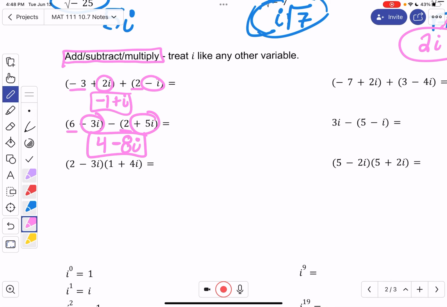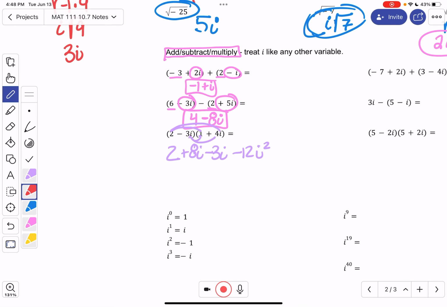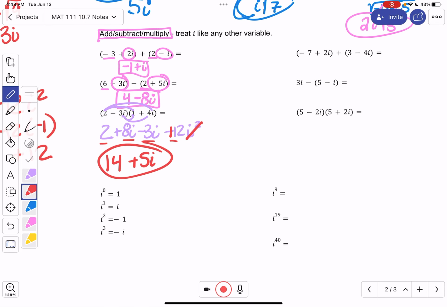Multiplying, we're going to FOIL. So first times first, outside times outside, inside times inside, last times last. 2 i's make i squared. Now the big difference here is i squared equals -1. So -12 i squared is the same as saying -12 times -1, and a negative times a negative turns positive. So this i squared is just going to change the sign. Then we can combine like terms. So 2 plus 12 is 14, and 8i minus 3i is 5i. You try these three over here, see how you do.